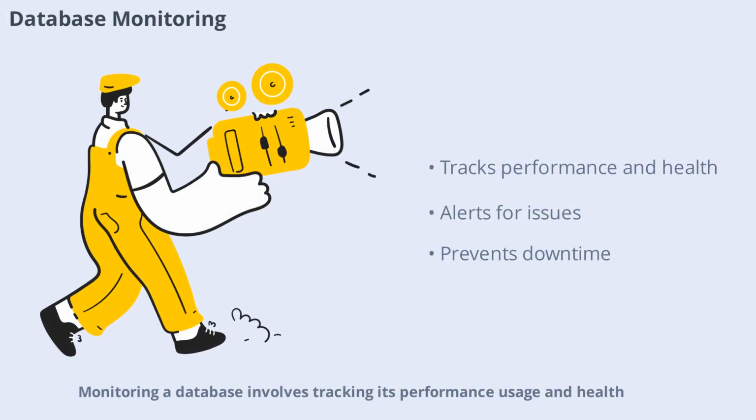Monitoring a database involves tracking its performance, usage, and health. Tools can alert administrators to issues like slow queries, hardware failures, or security breaches. Proactive monitoring helps prevent problems before they impact users and ensures the database runs smoothly.